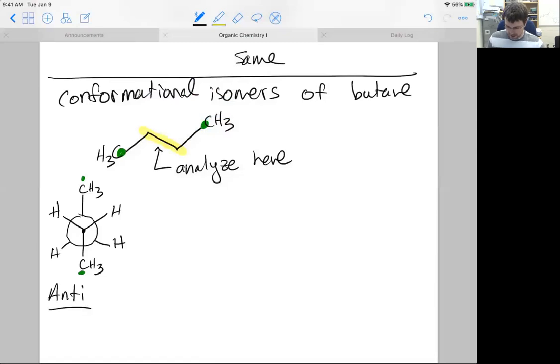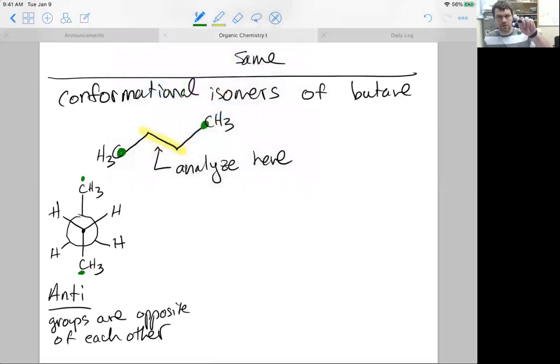anti-butane. Anti. And the reason why is because the groups are opposite of each other. The groups, and by groups I mean the green dots, are opposite of each other.